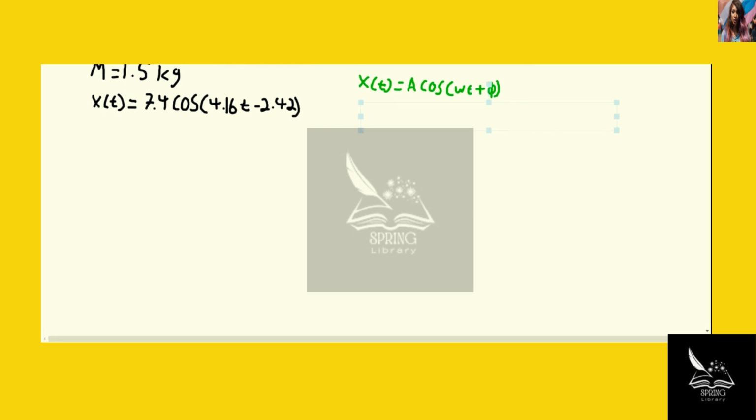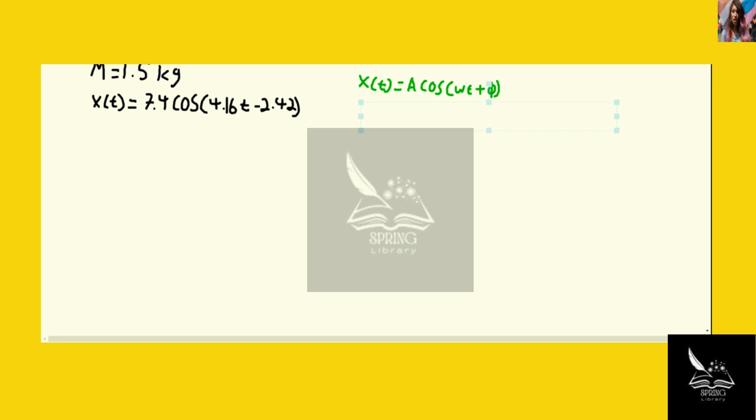Hi there. Today we're going to be working on a problem that is a mass on a spring. The problem gives us the value of the mass, 1.5 kilograms, and the position with respect to time. From this, we're asked to find a lot of different things, including the period, spring constant, the maximum velocity, the maximum force, positions, times, and accelerations.